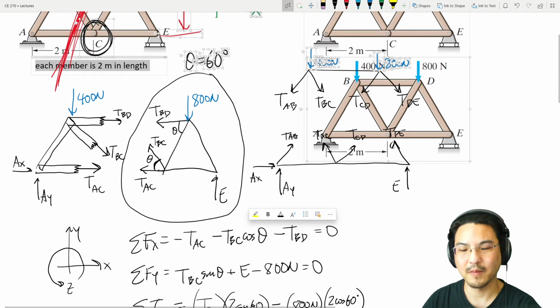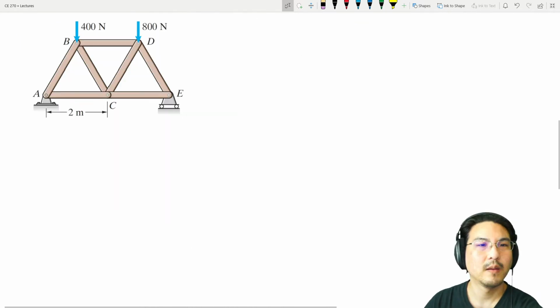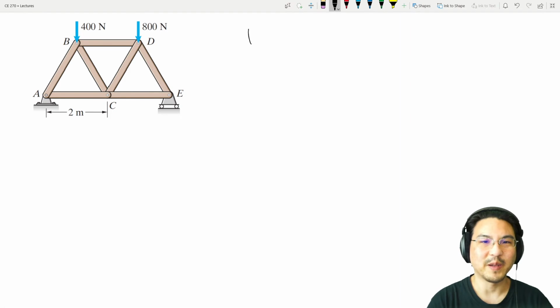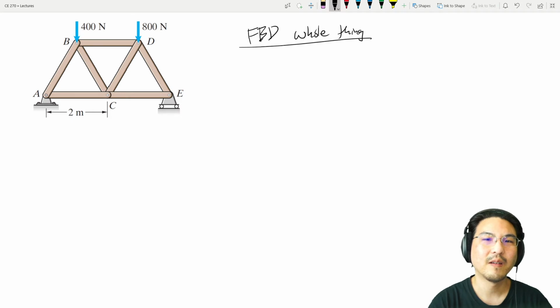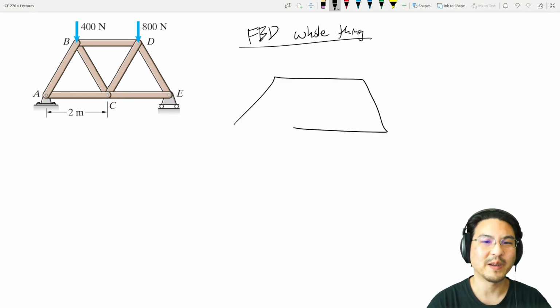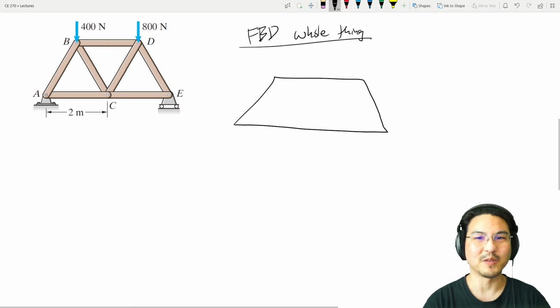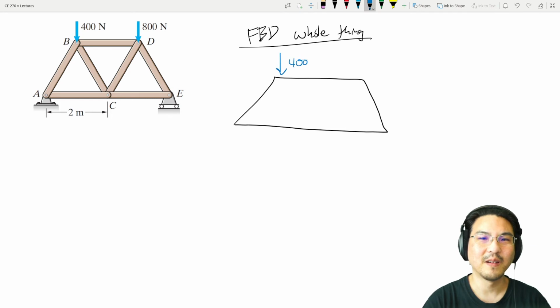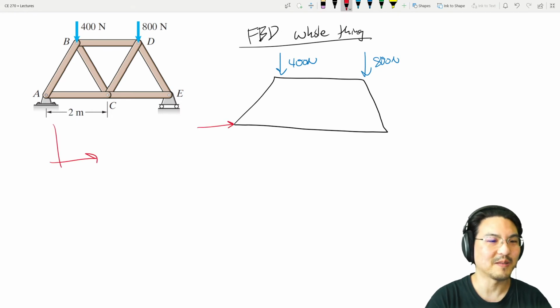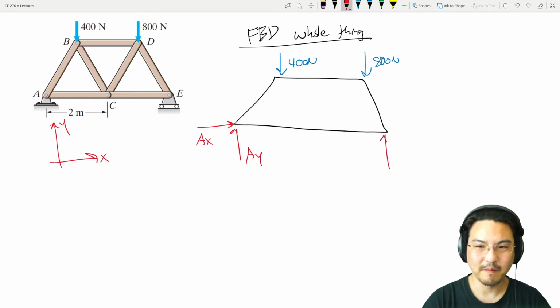Okay, let me move this over here. Okay, so free body diagram of the entire structure. We don't care about the individual members of the structure. All we care is that there's a load here, and there's a reaction at pin A. If I pick coordinates like this, I'll decompose the reaction at A into its components. And there's a roller here at E.